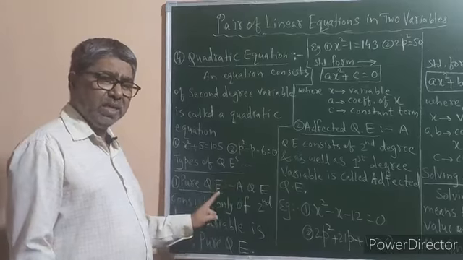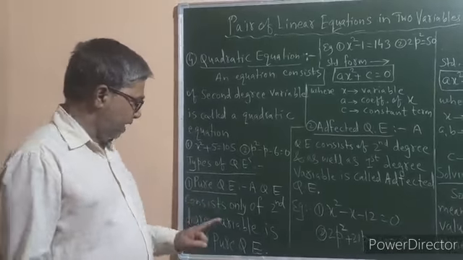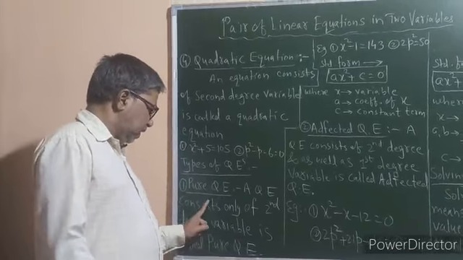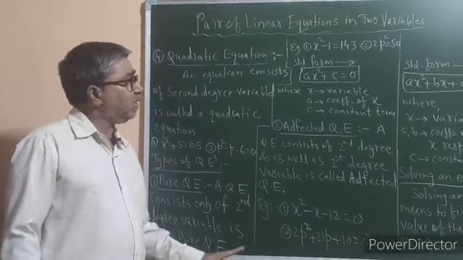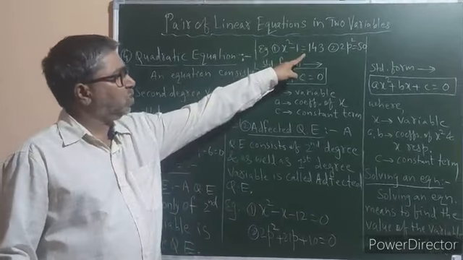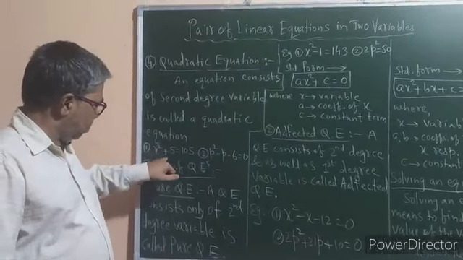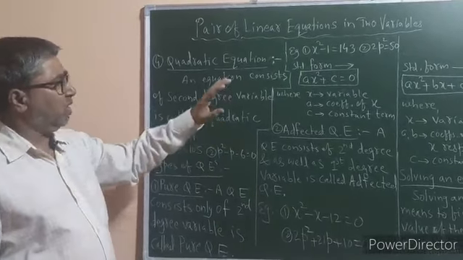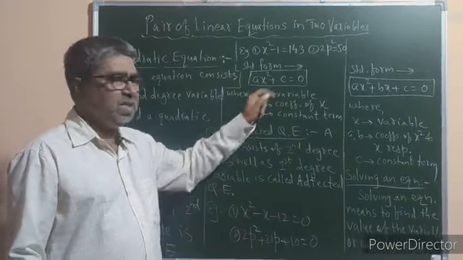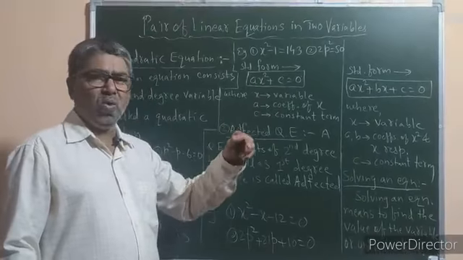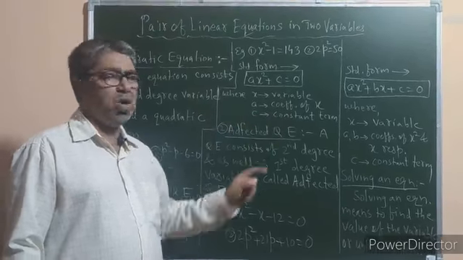A quadratic equation having only a second degree variable is called a pure quadratic equation. For example, x square minus 1 is equal to 143, 2p square is equal to 50, and this x square plus 5 is equal to 105. Now the standard or general form of a pure quadratic equation is ax square plus c is equal to 0, where x is the variable, a is the coefficient of x square, and c is a constant term.